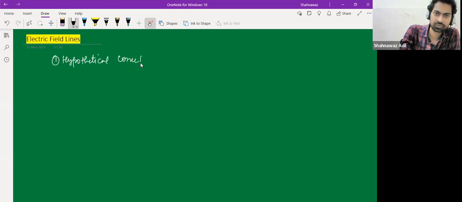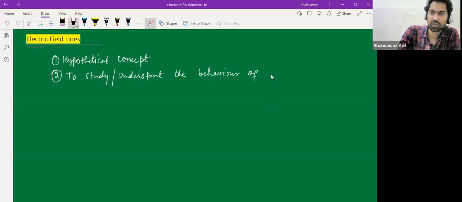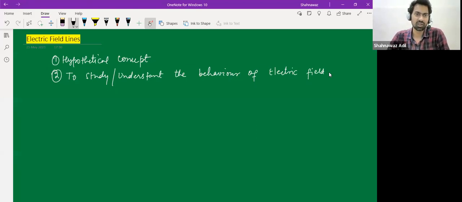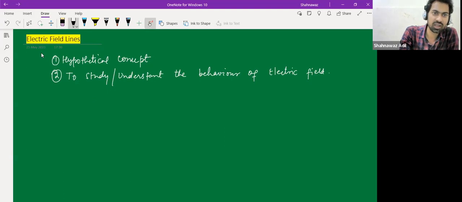And the second thing, why do we need this? To study or to understand the behavior of the electric field. Okay, so that is why we need these electric field lines. There are some peculiar properties of electric field lines which we'll study further. First, what is the definition of an electric field line?